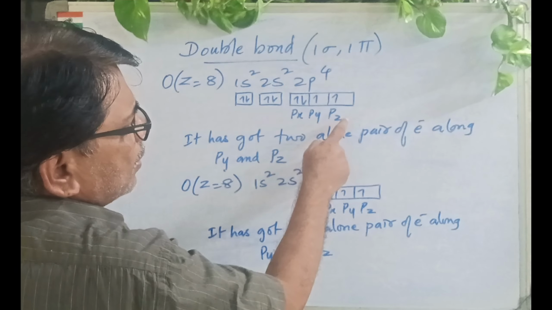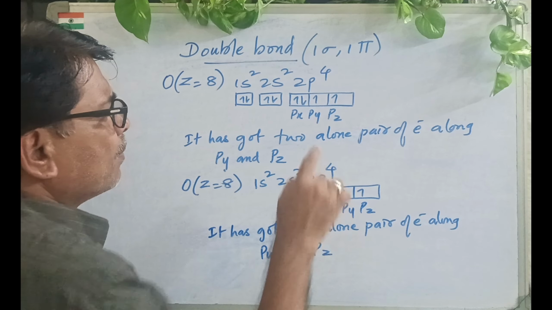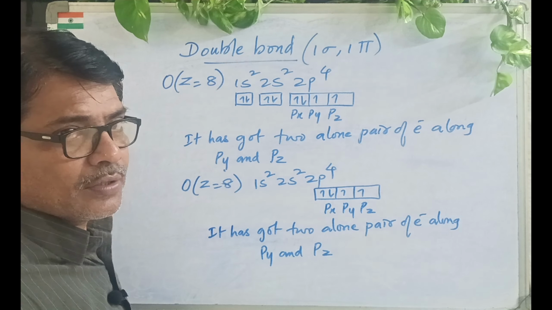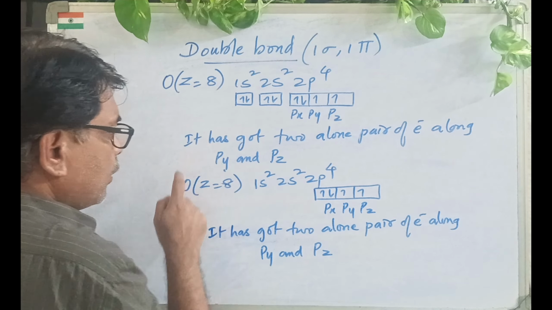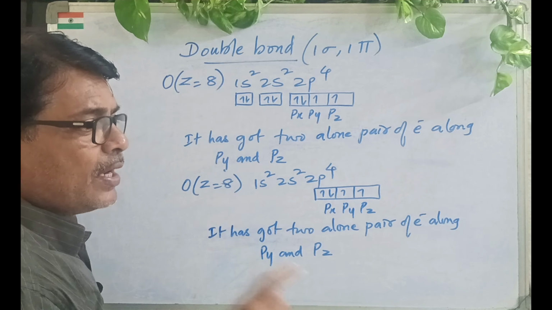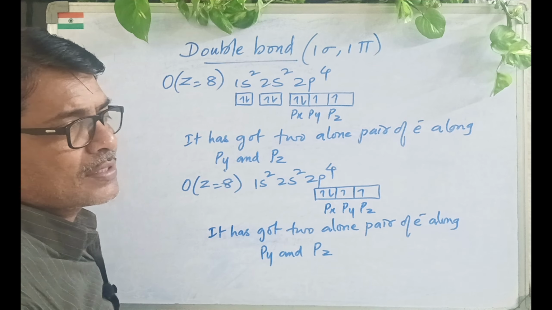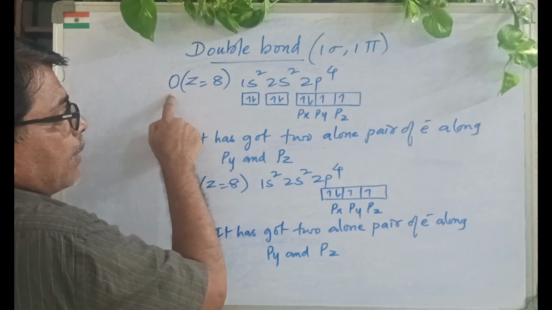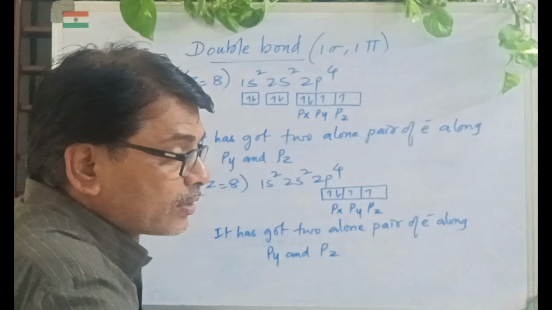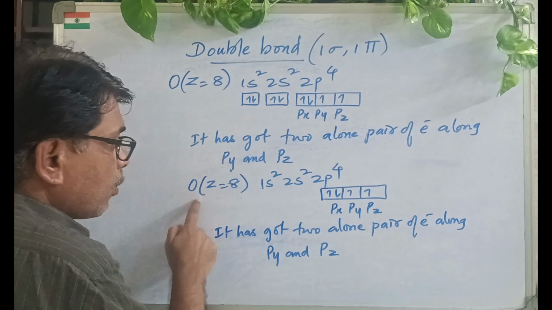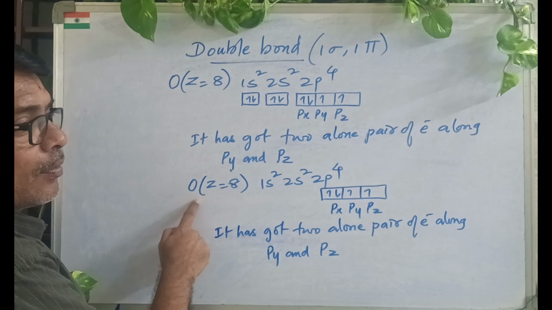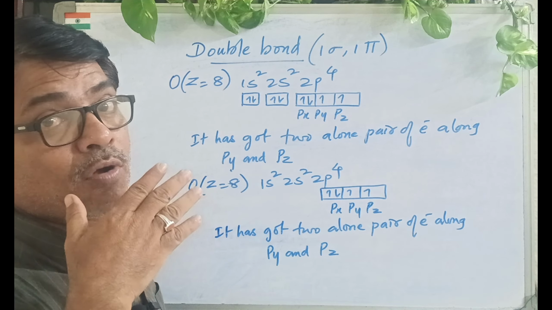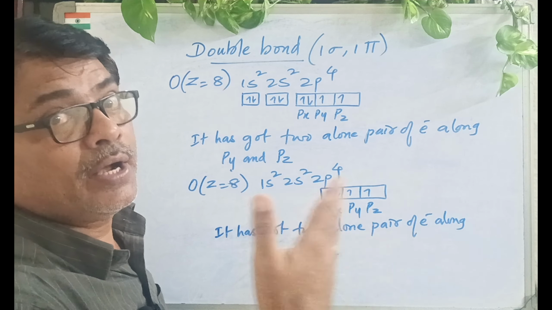Now next what? Same lines. Pz orbital of one oxygen atom overlaps with pz orbital of another oxygen atom. Side-on overlapping takes place and the resultant is pi bond. Py orbital of one oxygen atom overlaps with py orbital of another oxygen atom. Okay. End on end overlapping takes place. End on end means you can even call it as axial overlapping or head on head.